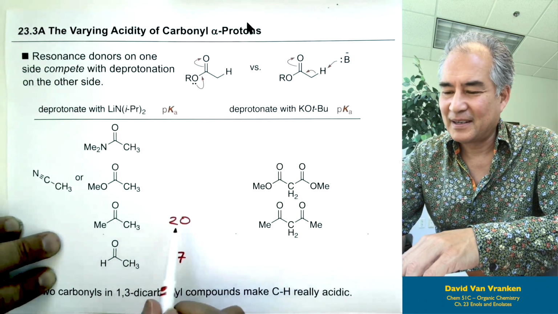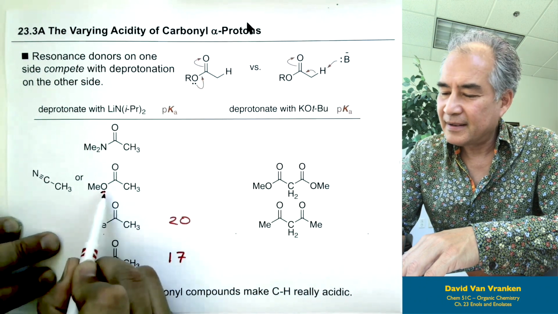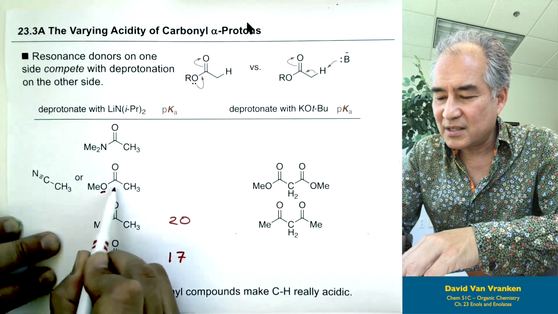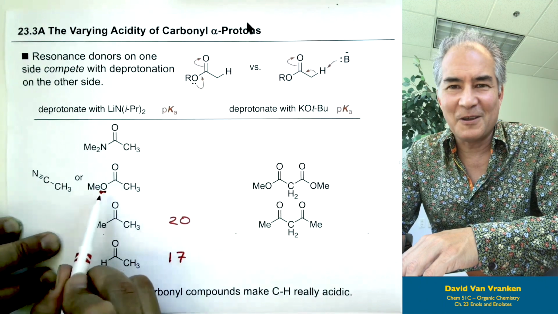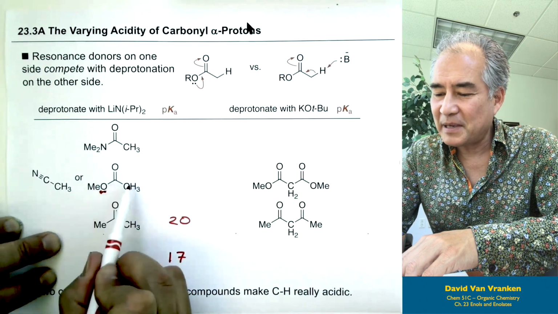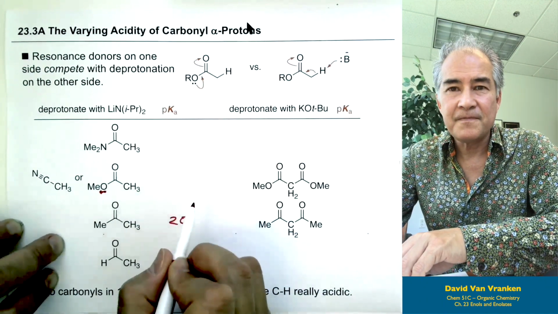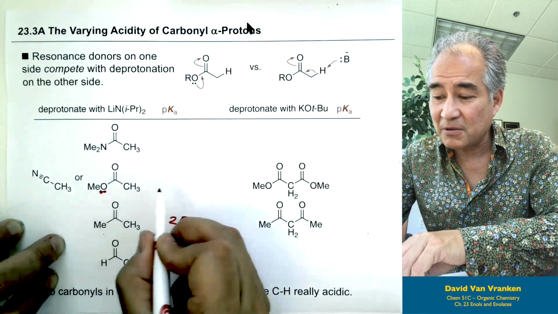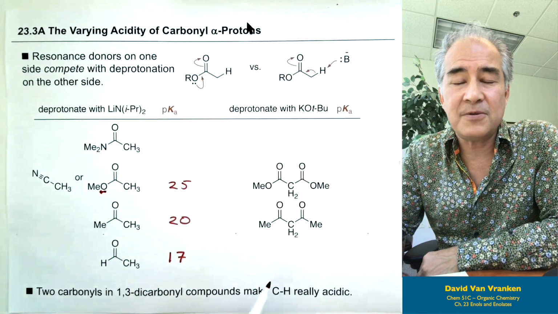It's so electrophilic. Okay, when you have a lone pair next door, that lone pair is donating into the carbonyl. It's harder to deprotonate. How much harder? 100,000 times harder. 10 to the 5th harder to pull the protons off. The pKa is five orders of magnitude higher.